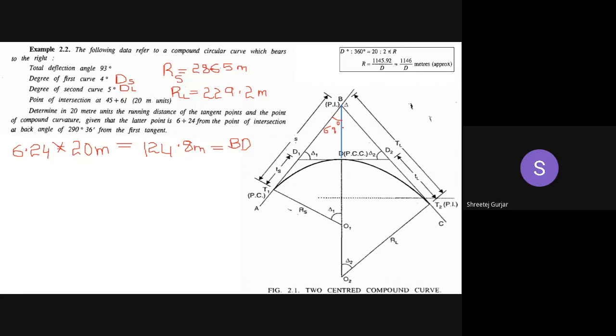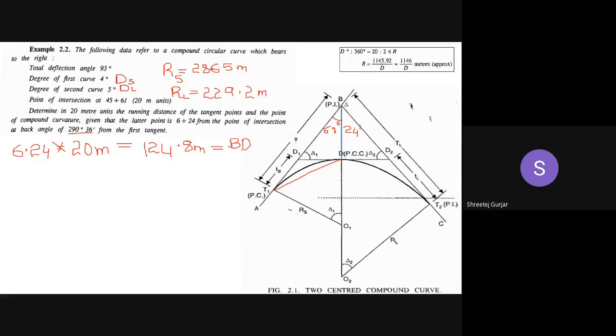How much? 360 degrees minus 290. This is 360 minus 69 degrees 24 minutes. Okay, so this angle we have, and we have this particular distance or length. Now what we will do next is join T1 and D using a straight line. T1 and D using a straight line we have joined.